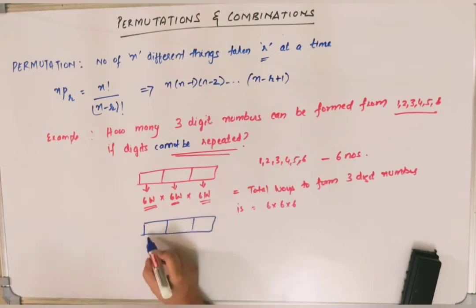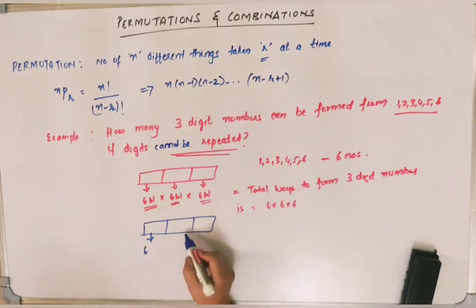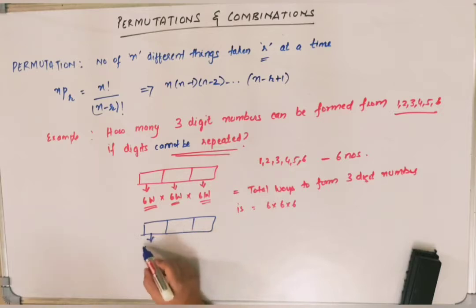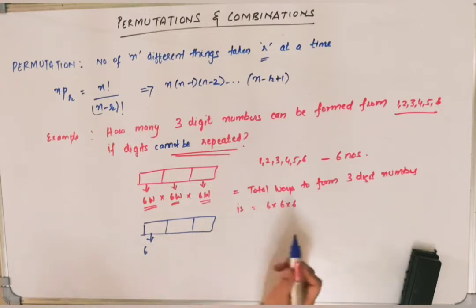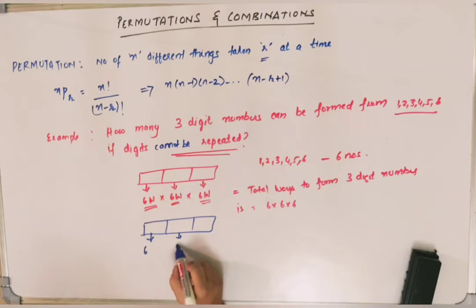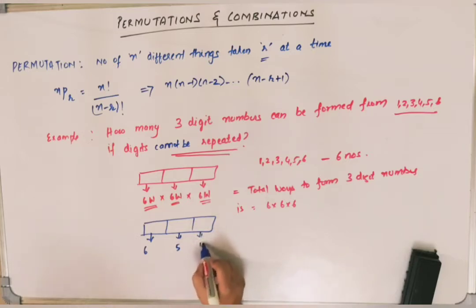Cannot be repeated. So I'll choose the first digit. I have 6 digits, so there are 6 ways of choosing it. It can be either 1, 2, 3, 4, 5, 6. Second digit, 1 digit is already chosen. Now how many do I have? 5, right? And for the third digit, 2 are chosen. How many are left? 4.